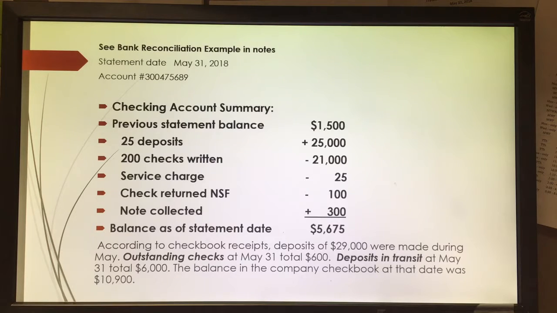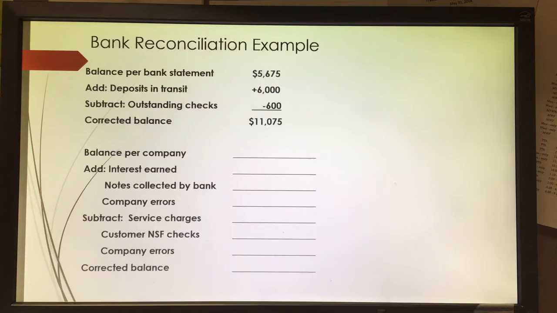So those outstanding checks, of course, are not reflected in the $21,000 of checks written shown above in the bank statement, nor are the deposits in transit reflected in those $25,000 of deposits. The balance in the company checkbook at that date was $10,900, so that would come, of course, from the company's records. Well, let's look at the bank reconciliation.